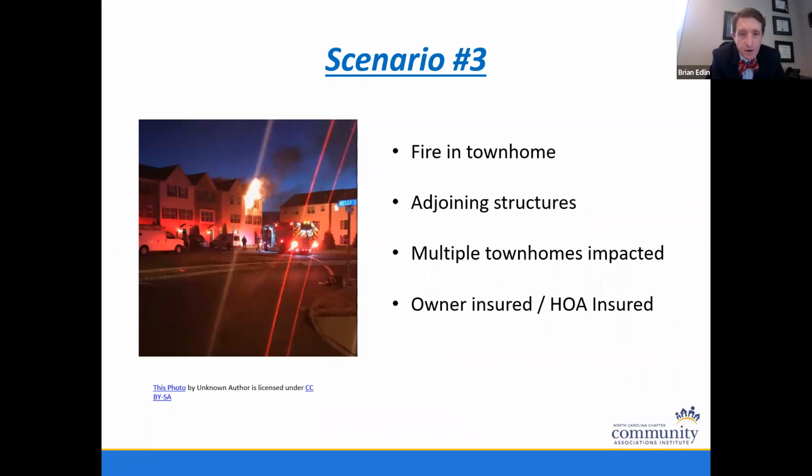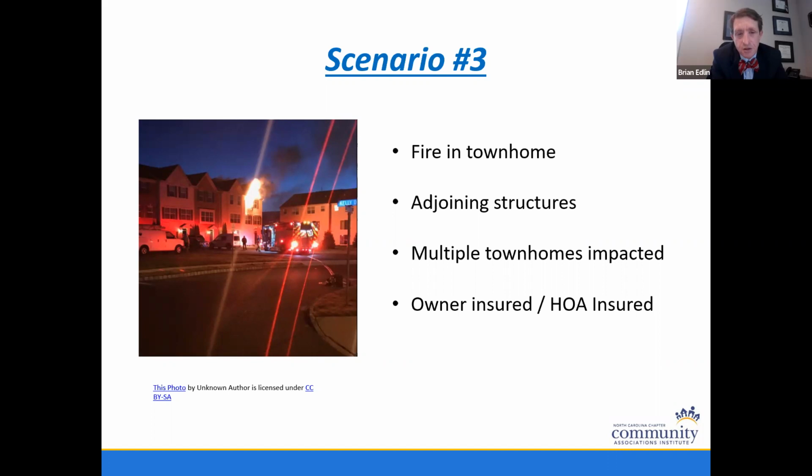So this is a fire in a townhome, and there are adjoining structures. There are multiple townhomes that are potentially impacted here, and the insurance may or may not be by the association. There could be 2 situations here: one where the owners individually have their own insurance policies, or 2 where the association has a blanket casualty policy and insures all the townhomes. So it will be handled differently depending on which situation occurs. The association is obviously going to be much more involved if there's a blanket casualty policy on all the homes than it would if each individual owner had their own insurance policy.